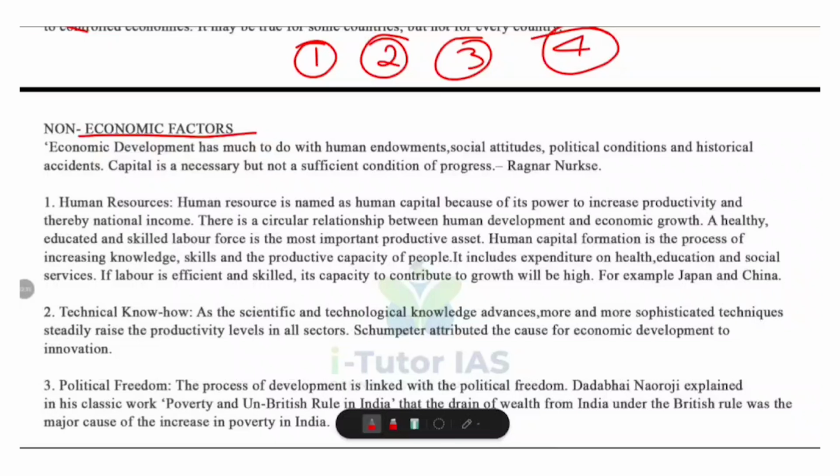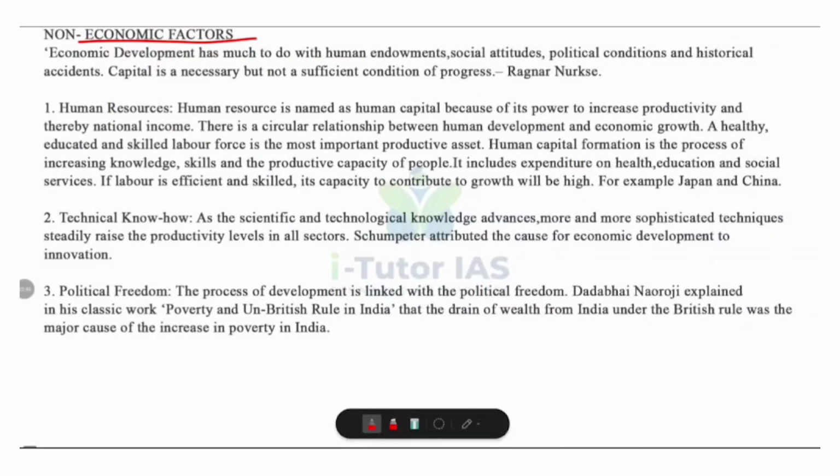So let's look at the non-economic factors that influence economic development. First one, human resources. We know human beings are the most valuable assets of any country. That is why human resources are often called human capital.